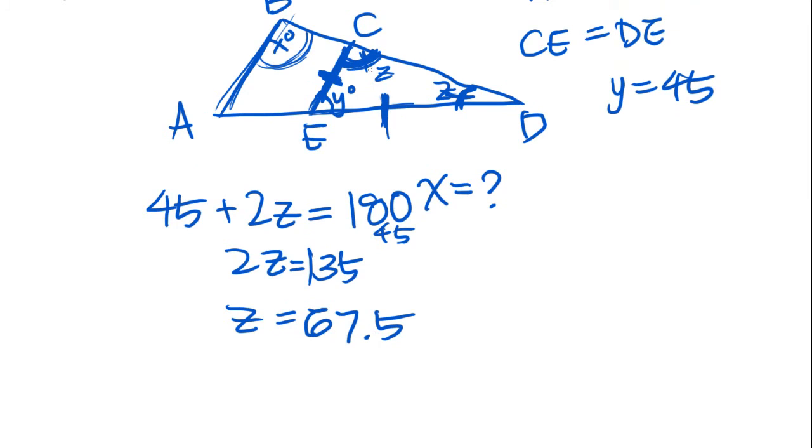So z is 67.5. We know that these two lines are parallel, and they're both intersecting the same line. So based on the geometry rules, we know that this angle x is actually the same as this angle z. So x also equals 67.5. And that is answer choice C.